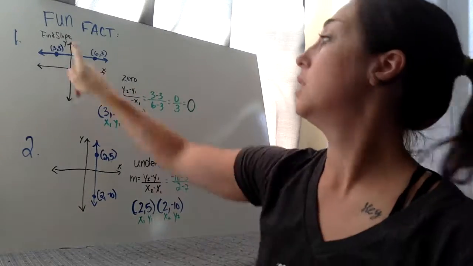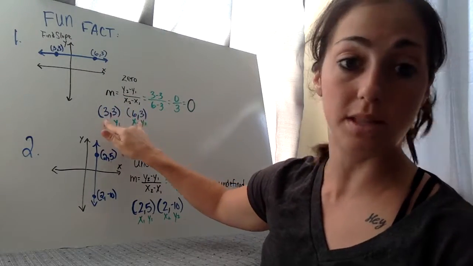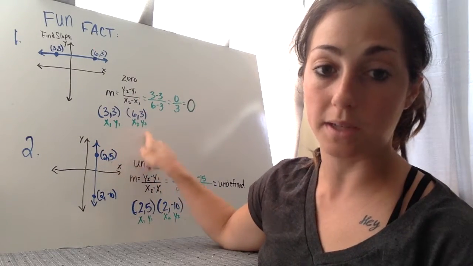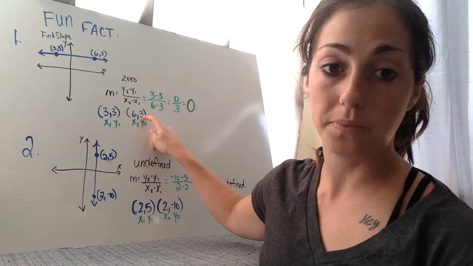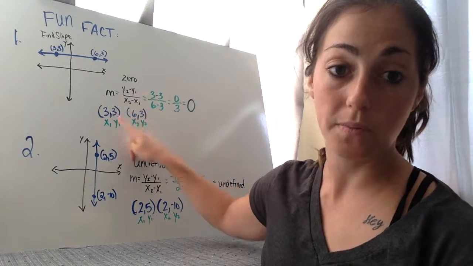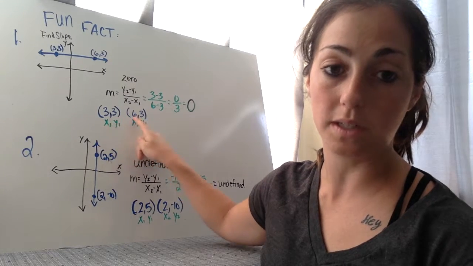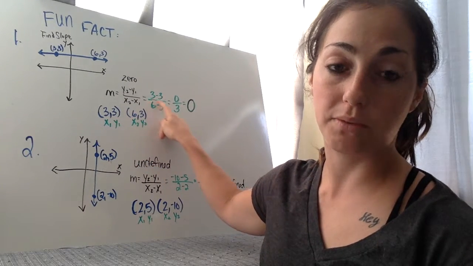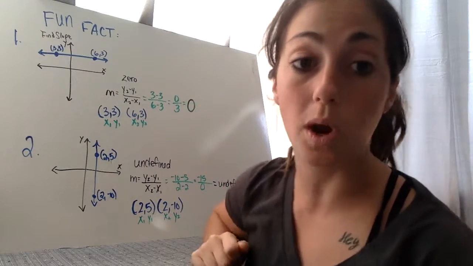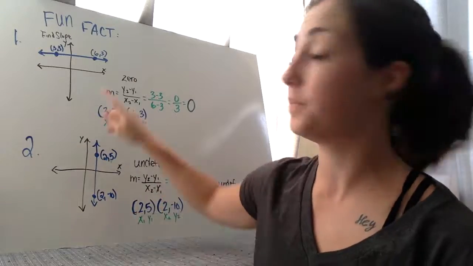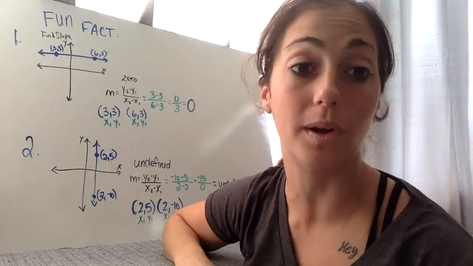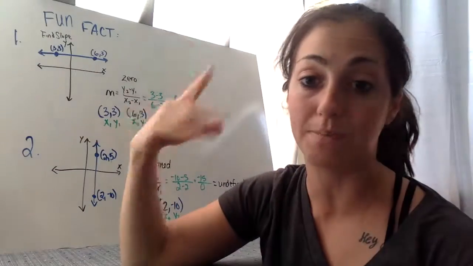y2 minus y1. Well, my y2, here are my points, 3, 3, and 6, 3. I labeled them x1, y1, and x2, y2. My y2 is 3, minus y1 is 3. So I have 3 minus 3 in the numerator. Denominator, x2 minus x1, so it's 6 minus 3. So I have 3 minus 3 is 0, 6 minus 3 is 3. 0 divided by 3 is 0. I already knew that. That's my point. Fun fact. You don't have to do all that work. You see it's like this. What's the slope? It's 0.